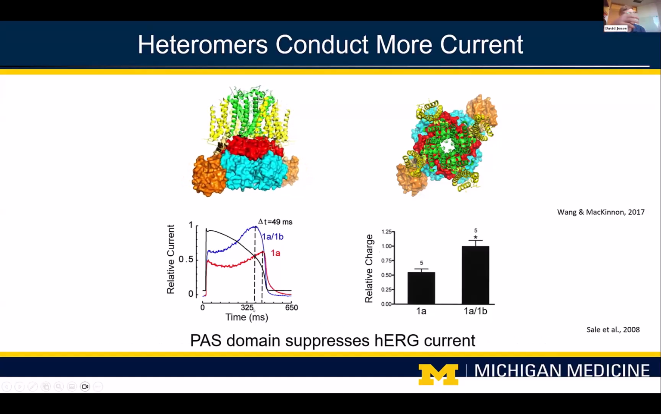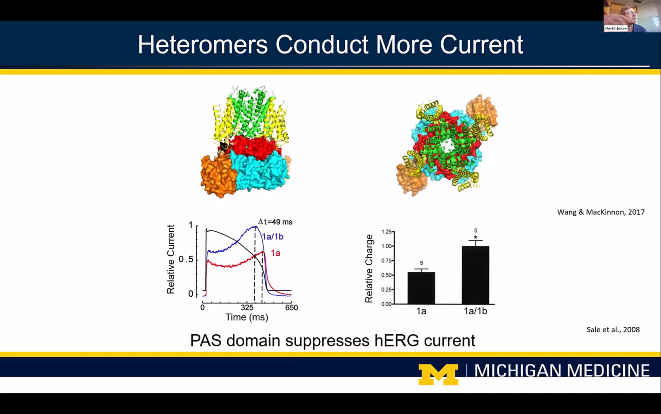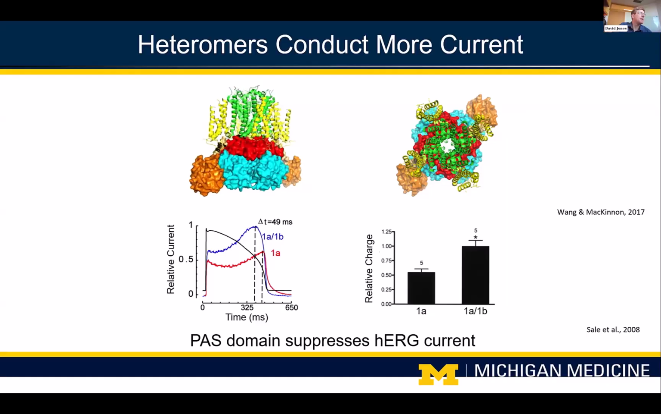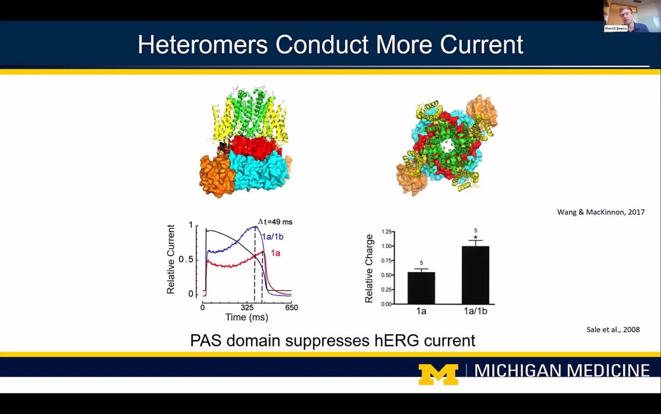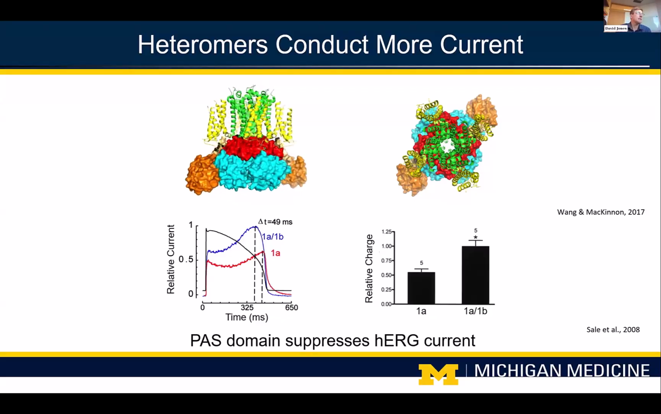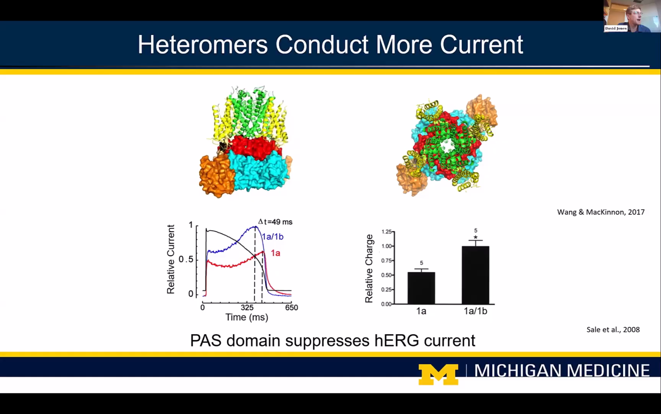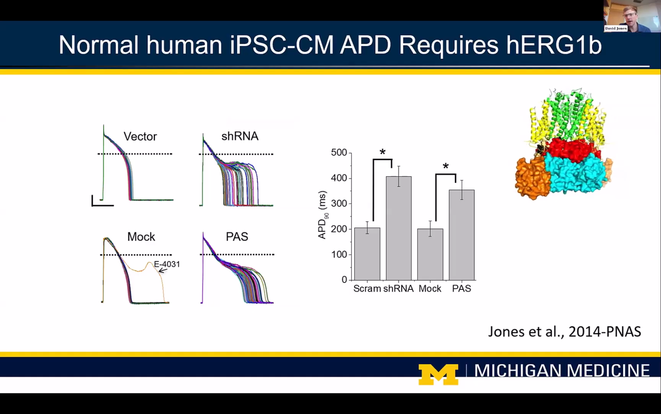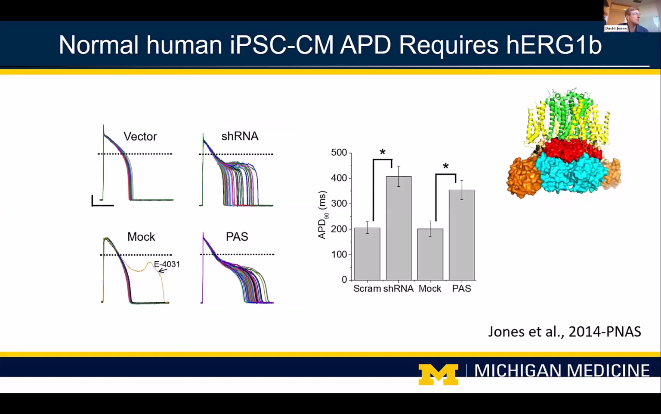So an extension of that is that since the 1B subunit does not have a PAS domain, you could think of it as the PAS domain of 1A suppresses hERG current. And we have more and more evidence that the relative abundance of 1A to 1B, or sort of the relative amount of PAS domains, is used as a tool by the cells to fine-tune the shape, magnitude, and timing of IKR in cardiomyocytes. So we can target the PAS domain either directly or indirectly to modify the magnitude of IKR and change the kinetics or the speed of repolarization.